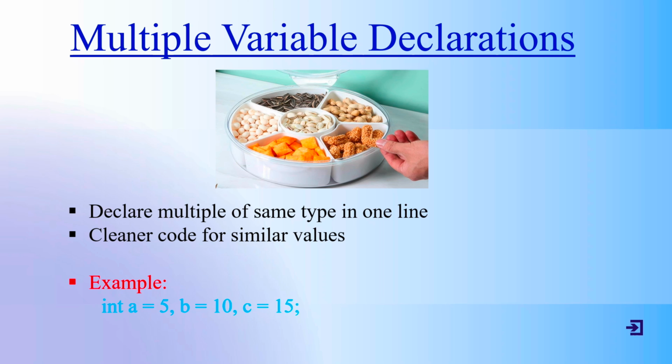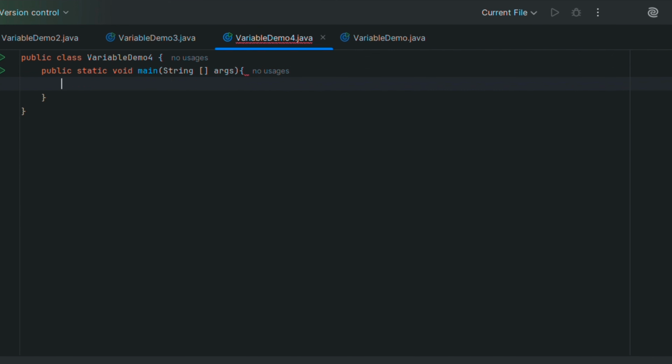But consider I want to initialize variables a, b, c, all of type integer. I can do this in a single statement. Let me go back and demonstrate this in IntelliJ. I am declaring a variable of type int a is equal to 5, b is equal to 10, c is equal to 15.